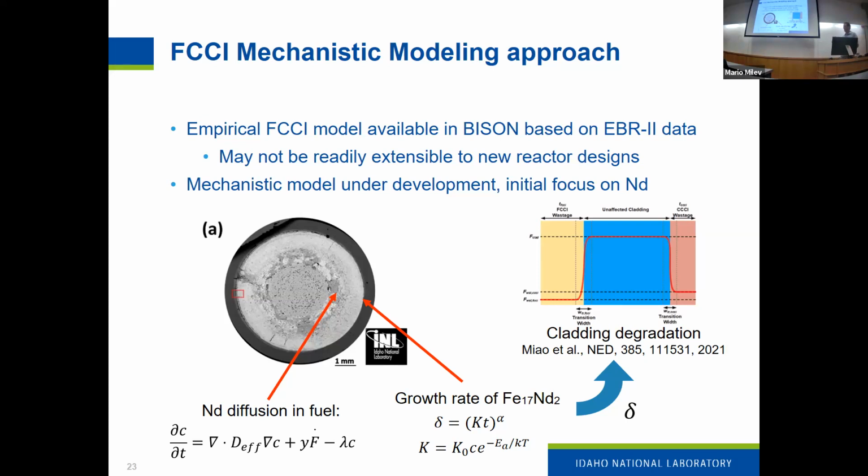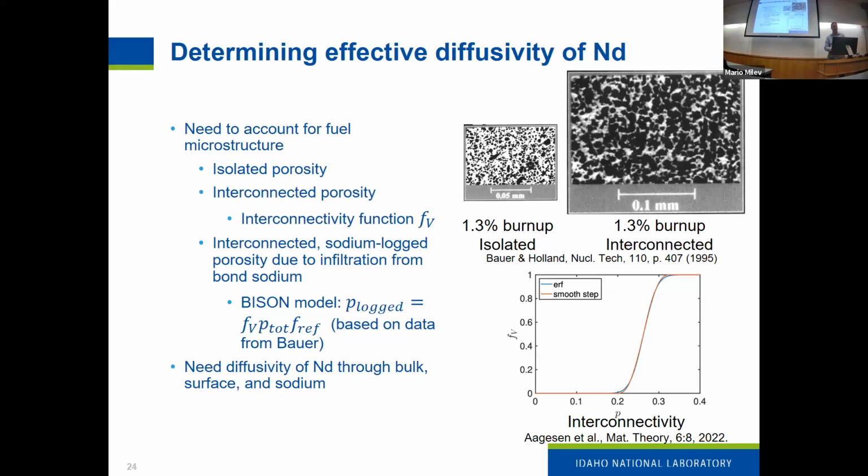Then we want to calculate how fast this intermetallic is growing. From that diffusion couple data, we think it's a growth law of this form. Initial data would suggest that this factor of alpha is a half, but we wrote the code agnostic to that number so that we could change it flexibly as needed. And then with that calculated thickness, we pass that to this model of cladding degradation that was already implemented by collaborators at Argonne National Lab that thins out the cladding based on this growth of the intermetallic layer.